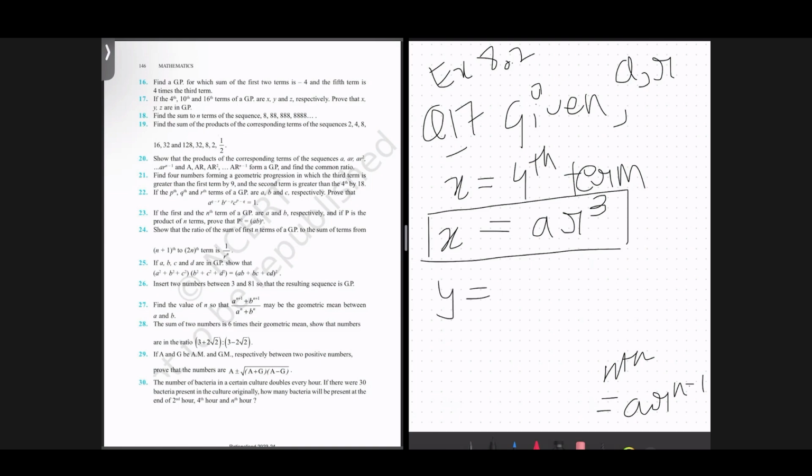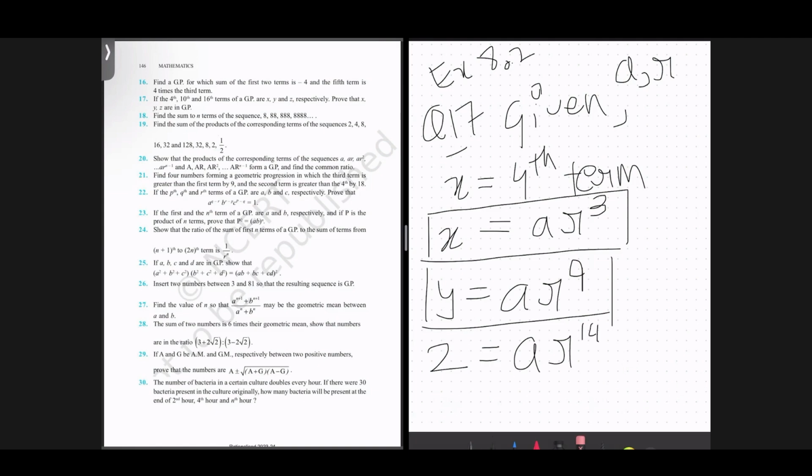Similarly, Y has been told to us as the 10th term of the GP. Going by the formula that we just understood, the nth term of the GP is equal to A R raised to the power n minus 1. The 10th term can be denoted by A R raised to the power 10 minus 1, and that is going to be 9, right? Similarly, Z is the 16th term of this GP. So again, plugging in the value of n in the formula, we get Z as A R raised to the power 16 minus 1, and that is going to be 15, right?